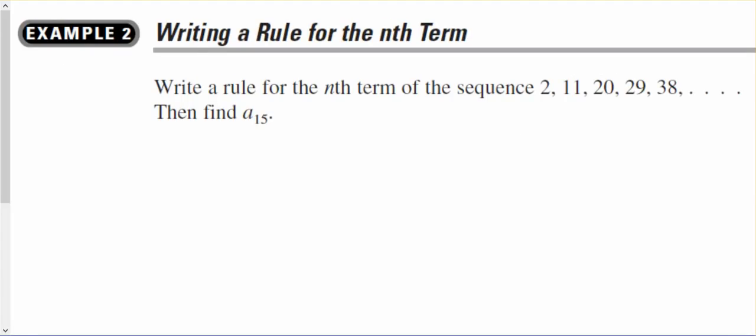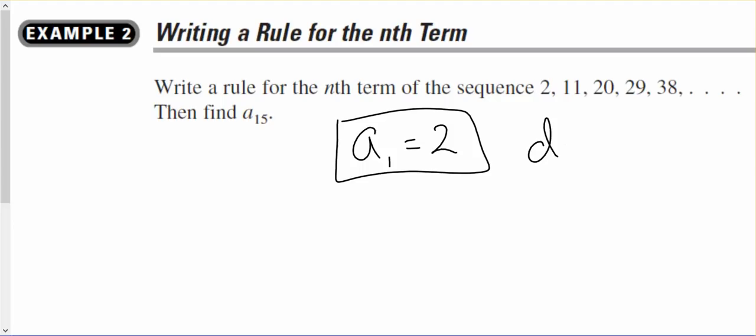Writing a rule for the nth term. So we're given a sequence. We've got 1, 2, 3, 4, 5 terms here. To make our rule, we need to know what our first term is. Our first term here is 2. The second part of our rule is finding what our common difference is. So from 2 to 11, we add 9, and we added 9. You only need to do that a couple times, but I'm just showing it to you. So our common difference is 9.